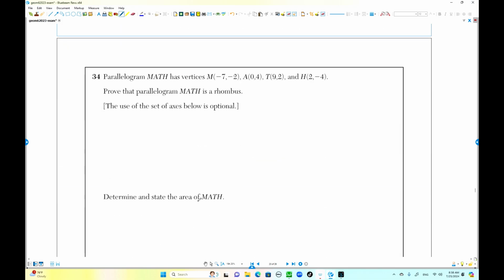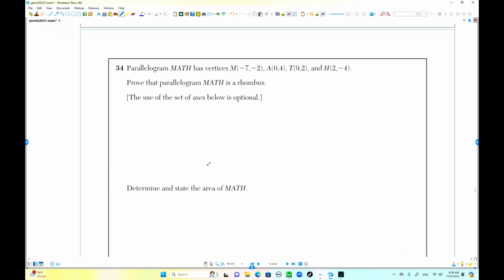The next number, 34, parallelogram MATH. I'm going to do the parallelogram in general, so we don't need to use graph paper. M is (-7, -2), A is (0, 4), T is (9, 2), and H is (2, -4).